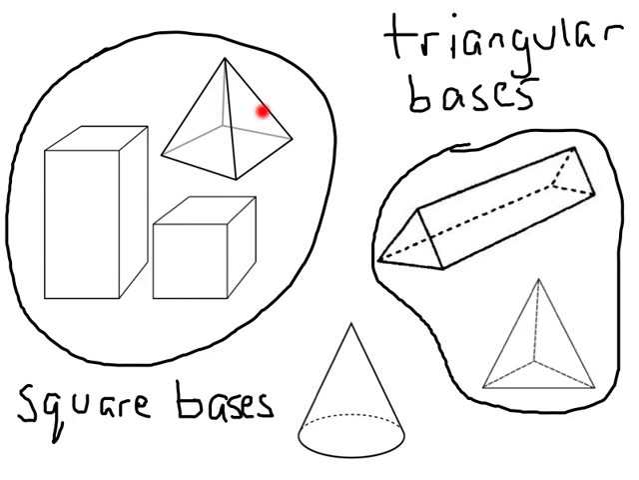This is a rectangular pyramid because the base of the pyramid is a rectangle or a square. We can also call it a square base pyramid. Here we have a triangular prism. Here we have a triangular pyramid because the base is a triangle. And of course here we have a cone.